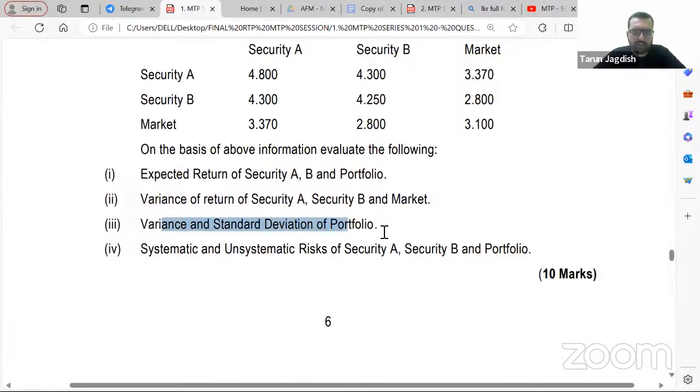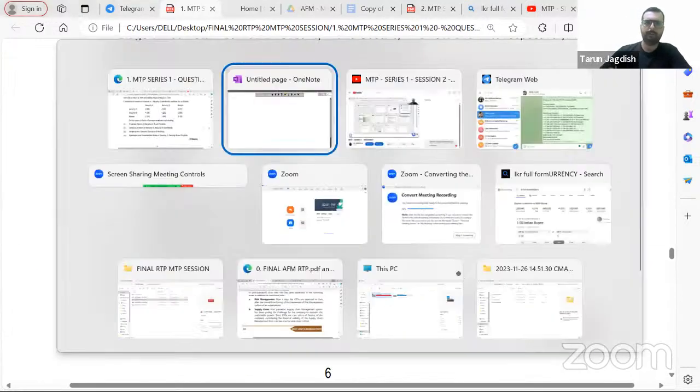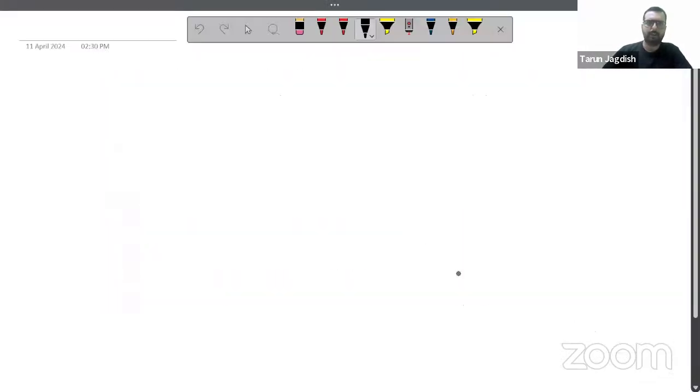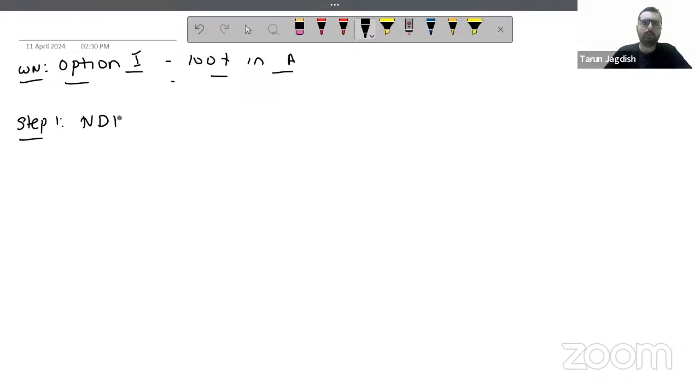So then they are asking you to calculate systematic and unsystematic risk of security A, B, and portfolio. Okay. Fine. So I'll write down the next working note heading. Option 1. What is option 1? 100% in A. So here I'll do step number 1. We will first find out non-diversifiable risk of A. What is the formula for calculating non-diversifiable risk of A? Standard deviation of the market into beta of A.